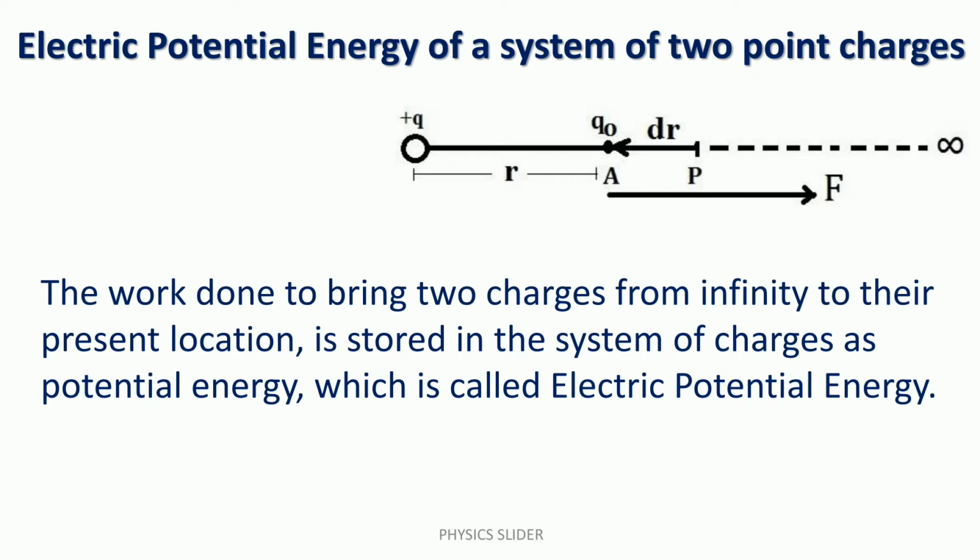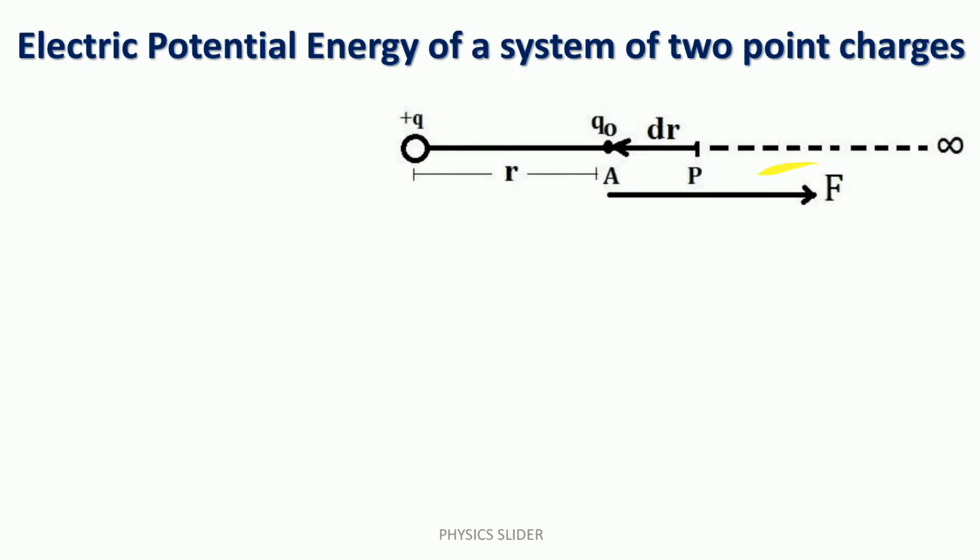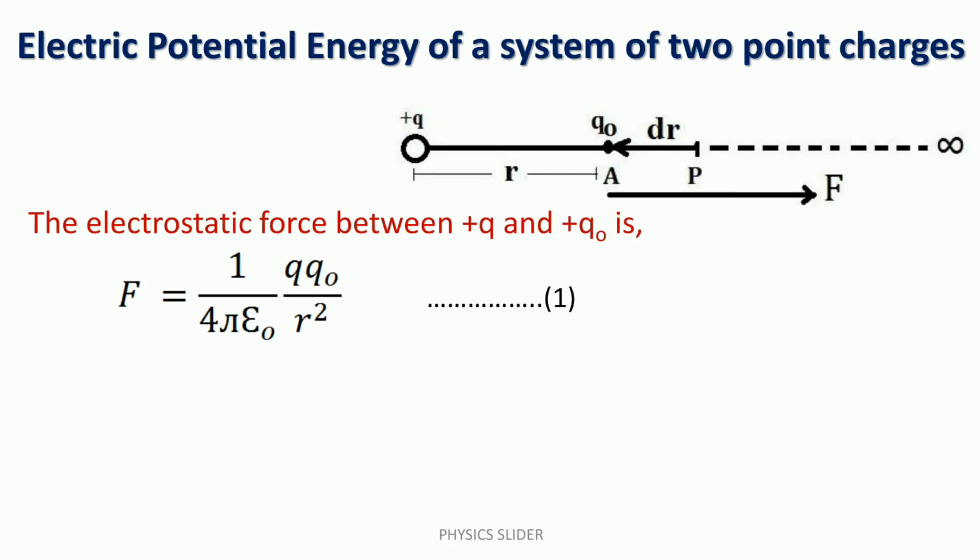Now, how to derive this work done or electric potential energy? Let's see. First of all, we have to find out this force of repulsion between plus Q and Q naught. That will be given with the help of Coulomb's law. The electrostatic force between plus Q and plus Q naught will be given as F is equal to 1 upon 4 pi epsilon naught Q Q naught upon r square.